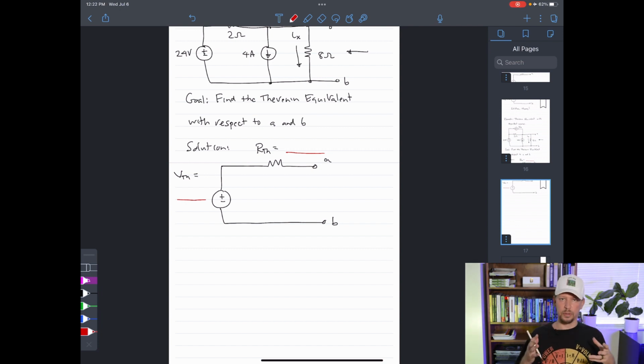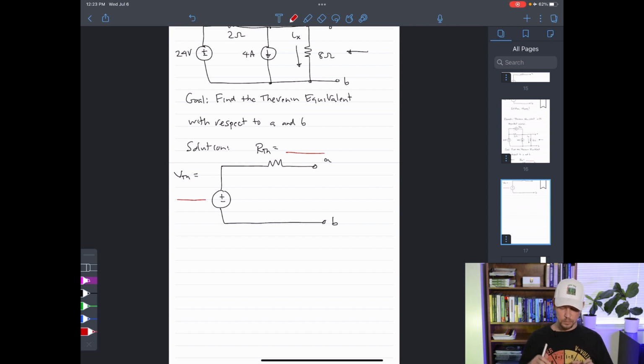And just like in the previous circuits, what we're going to do is consider first the open circuit, find the open circuit voltage, that will be our Thevenin voltage. We'll then consider the short circuit, find the short circuit current, and then the relationship between the Thevenin resistance, the open circuit voltage, and then the short circuit current is a simple one. It looks somewhat like Ohm's law. We can use that to find that final piece of the puzzle, the Thevenin resistance.